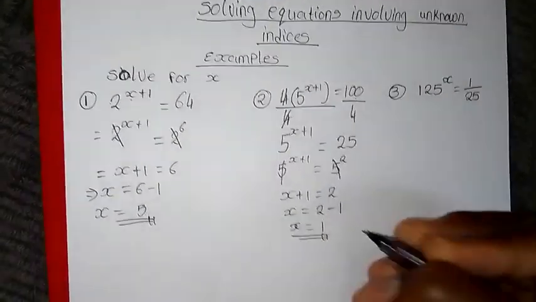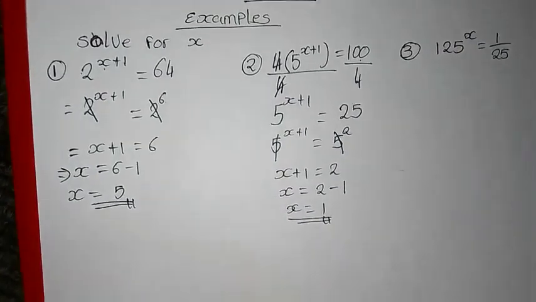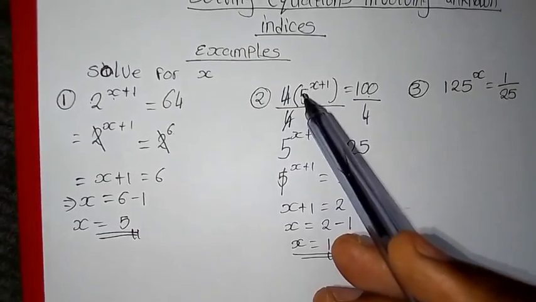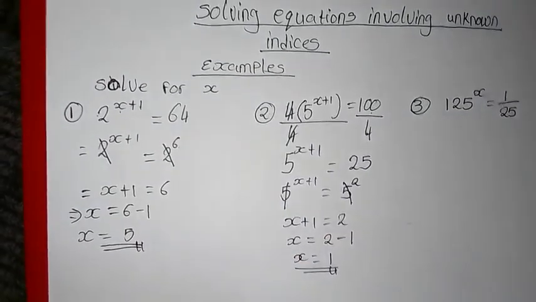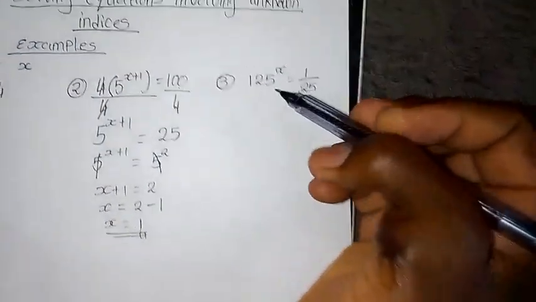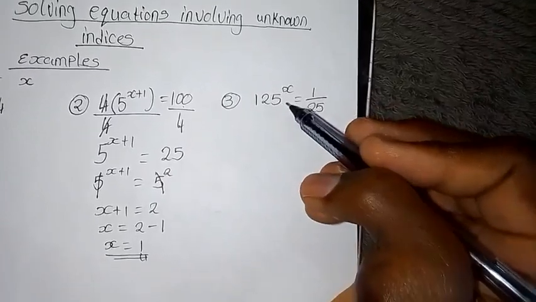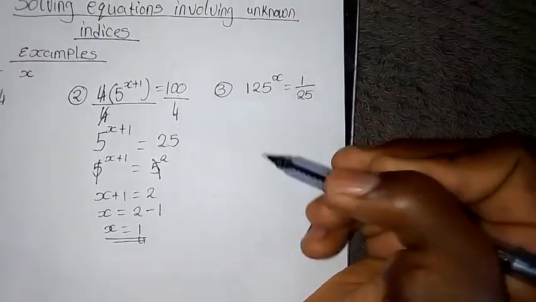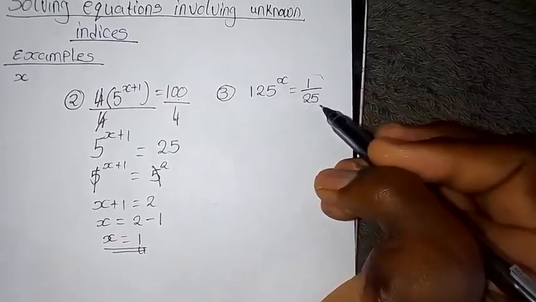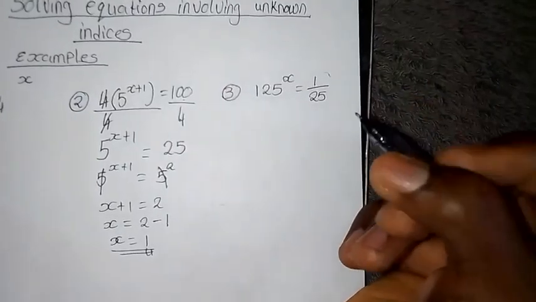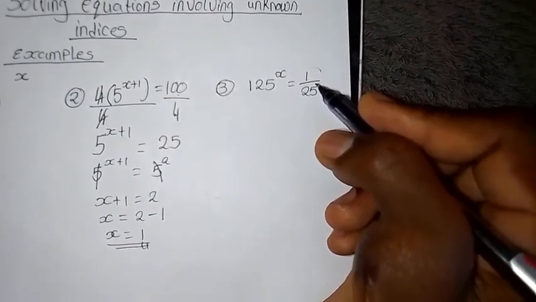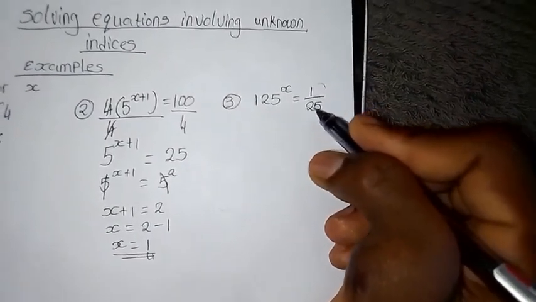So for this one, x is equal to 1, and if you were to substitute 1 here, so 1 plus 1, it's 2. So 5 power 2, it's 25. 25 times 4, that's 100. So it's correct. And for the third question, here we have 125 power x is equal to 1 over 25. For this one here, we have to take this back to the way it was. So this one here, it means the inverse, which means it had a negative power. So let's raise 25 to the power negative 1.